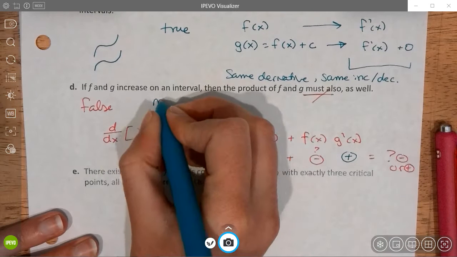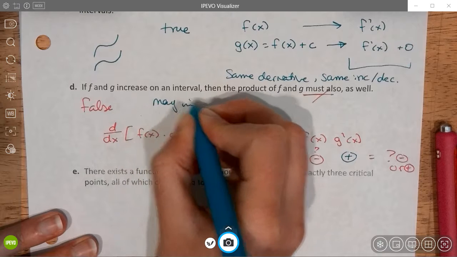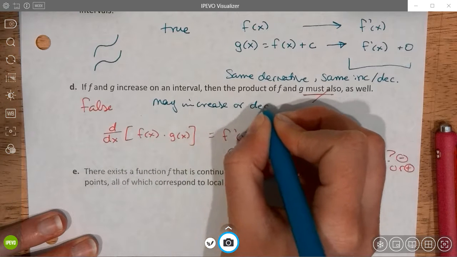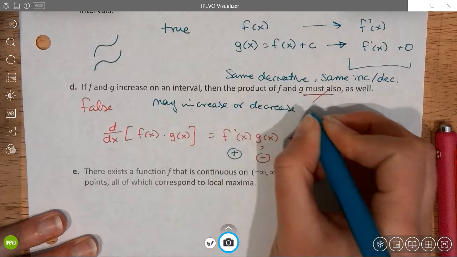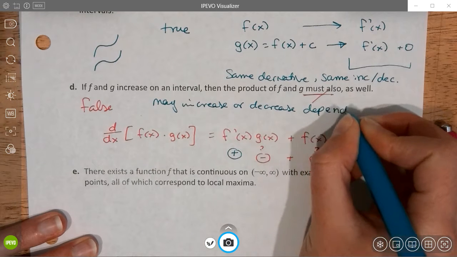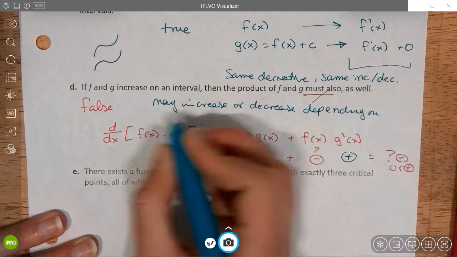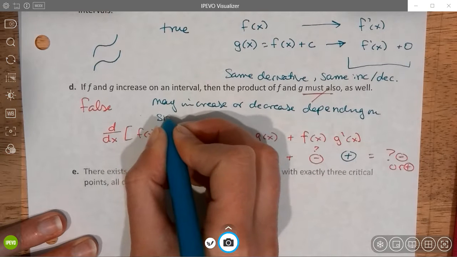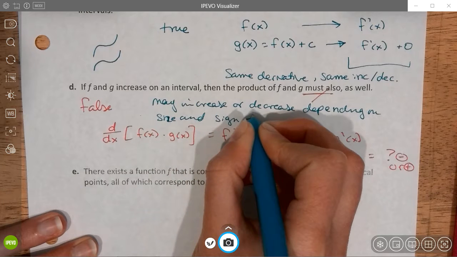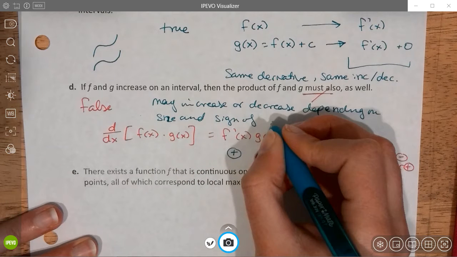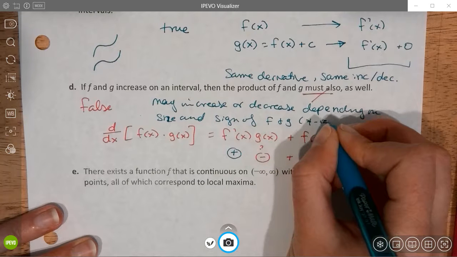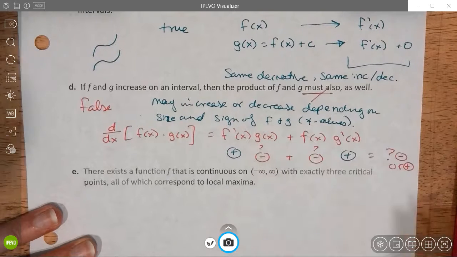So it may increase or decrease, depending on the size and sign of f and g. I'm talking about their y values.